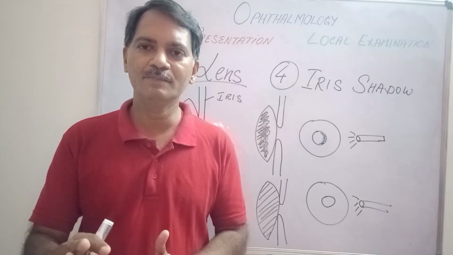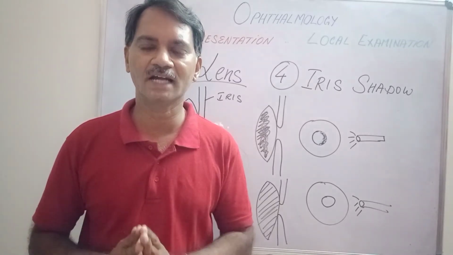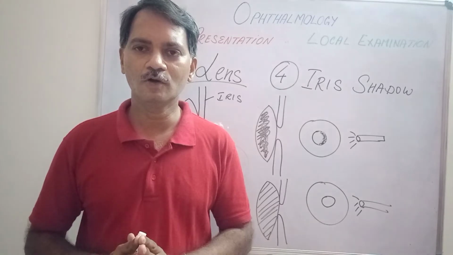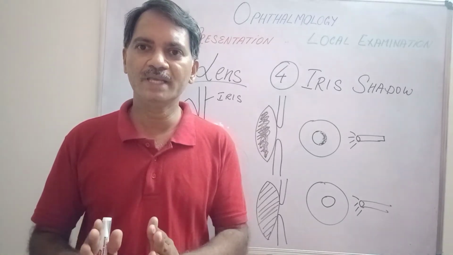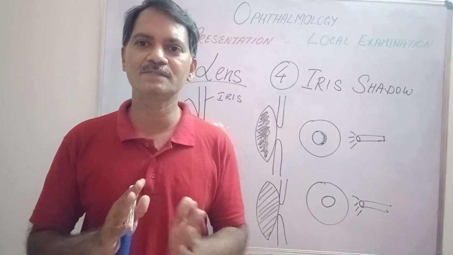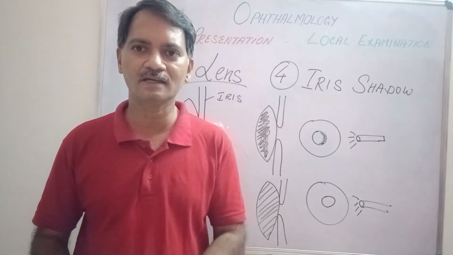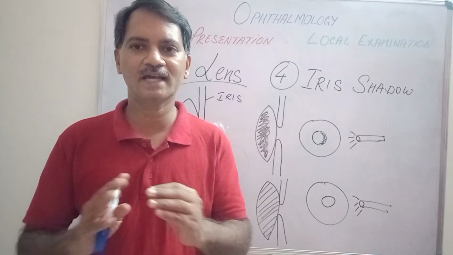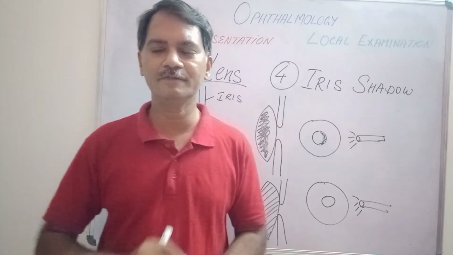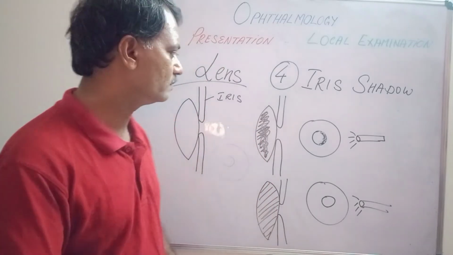be very minimal, or you cannot appreciate a shadow at all. So, for a shadow to be appreciated, there should be some clear space between the object and the surface on which you are going to see the shadow. The same thing we have to apply in the iris shadow.